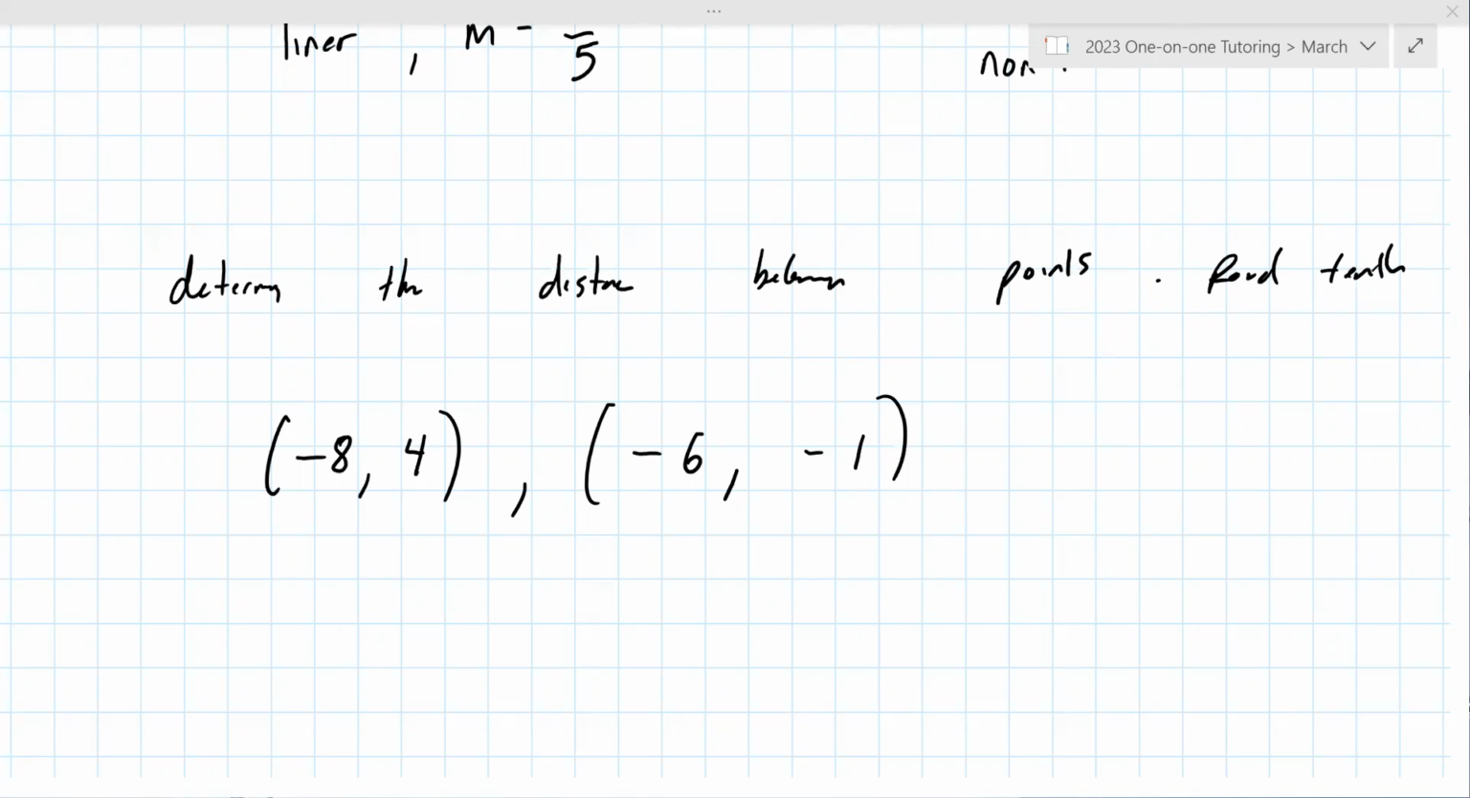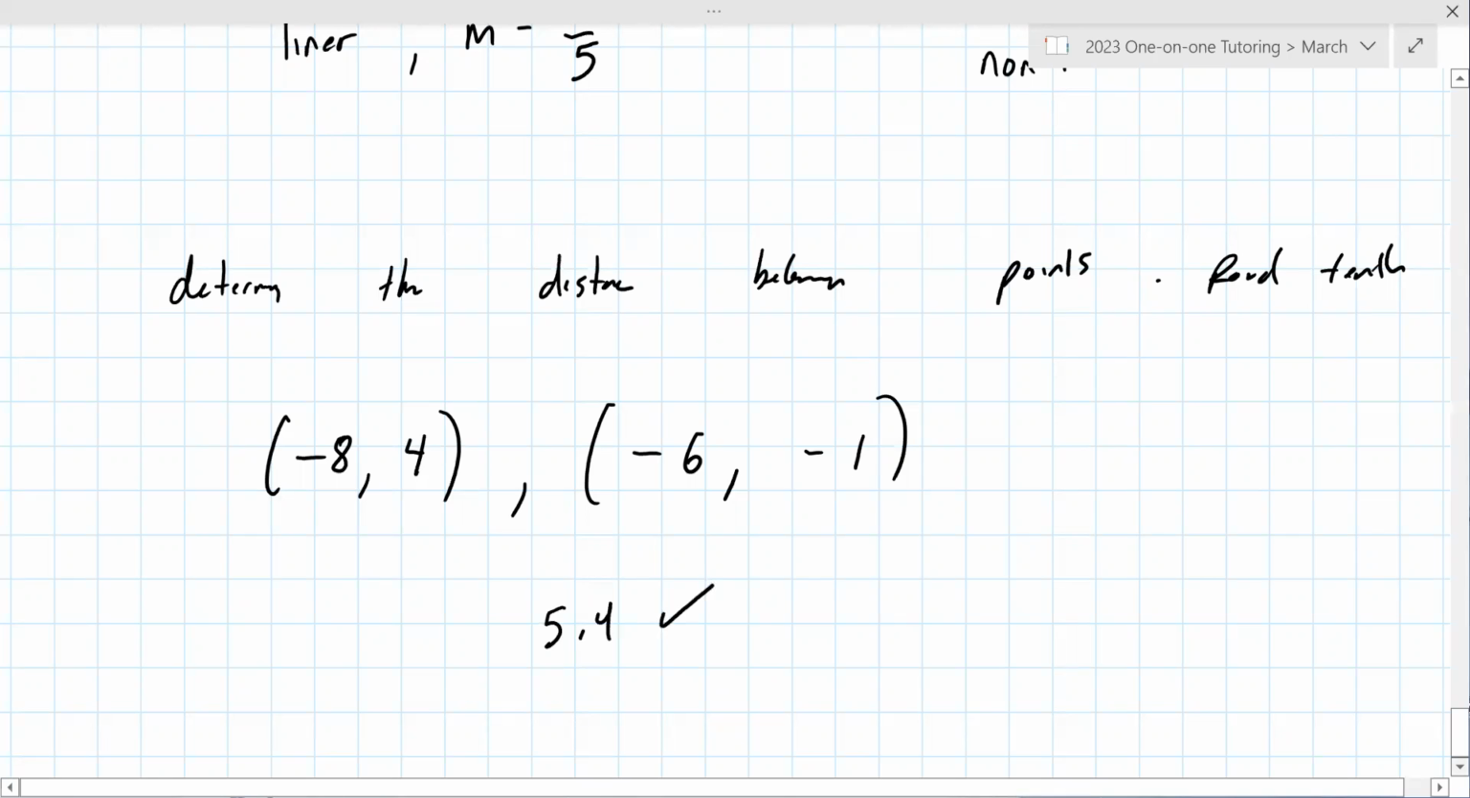Okay. Round to the nearest tenth. It looks like you're allowed to use a calculator on this. So then 29 square root. I got 5.4. Very good.